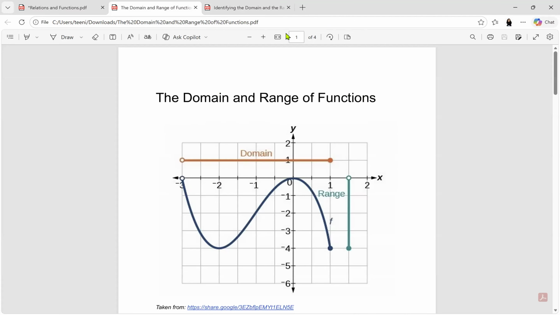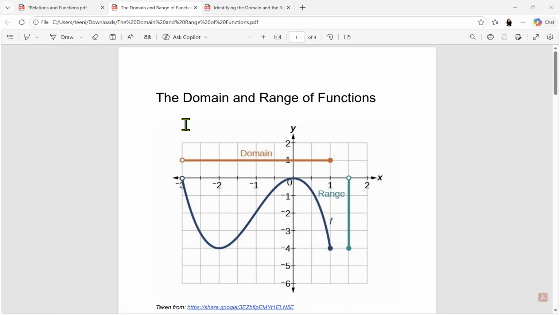So let's look. The domain, guys, has to do with all your x values. And if you think of the Cartesian plane, your x values are your horizontal axis, and then your y values are your vertical axis, right? So when you're looking at the graph of a function, you can determine what its domain is and what its range is. On this function, as you can see, the domain is from -3 to 1. So that will be your domain, right?